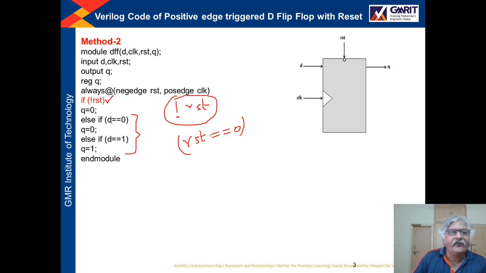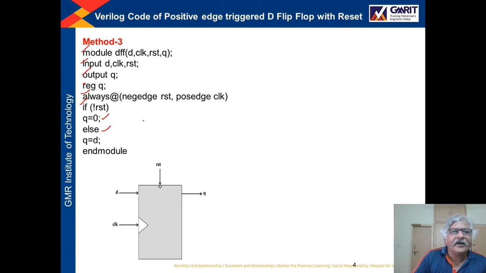What is this statement? If D is equal to 0, then 0 is transferred to Q. If D is equal to 1, then 1 is transferred to Q. This means whatever is the value of D, that we are transferring to Q if RST is 1 and positive edge is detected. So in place of writing these two statements, in the next case I have written only one statement here: else D is assigned to Q. In this way also we can write the code.